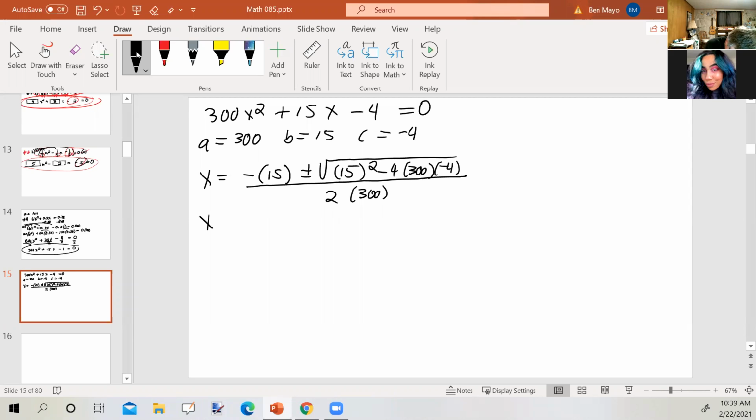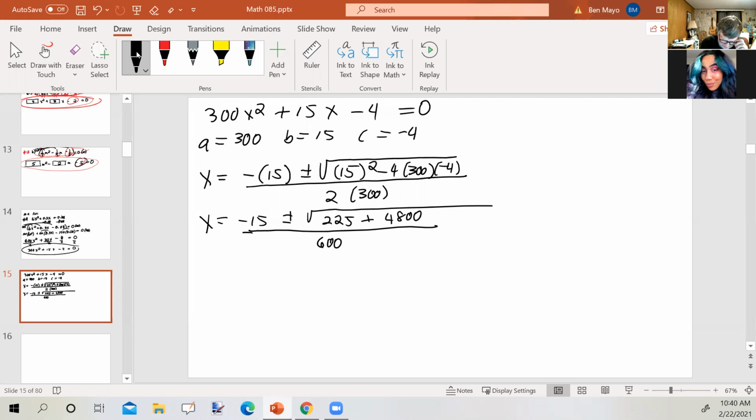All right. x equals negative 15 plus or minus the square root of, let's see, I think 15 times 15 is 225, but let's make sure. 15, yeah, 225. And then minus 4 times 300 would be minus 1200, times negative 4 would be 4,800. 2 times 300 is 600.